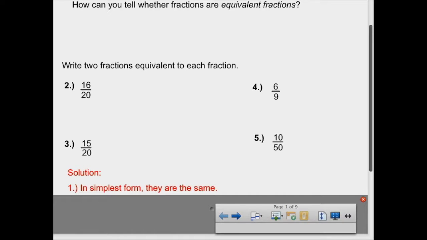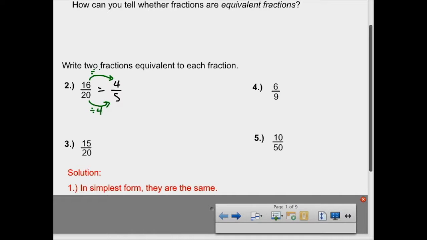Somebody, first of all, give me an equivalent fraction to 16 twentieths. Give me two. Go ahead. Two? Give me two for this. I think it's two for each. Okay. I put 4/5. Let's talk about 4/5. These are equivalent fractions. How did you get 4/5? I divided it by 4. Divided the numerator and the denominator by 4.